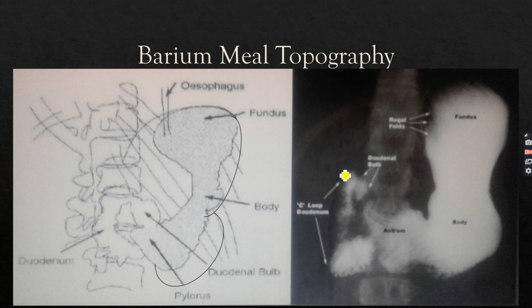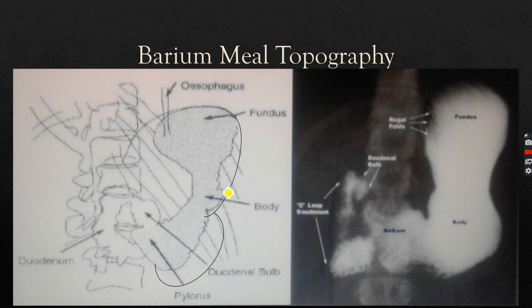Topographically, if we correlate it with this topographic picture, here you can see this barium meal. This is the fundus of the stomach. These are the vertebrae. Just follow my cursor, right? And this is the body of the stomach, followed by the antrum part of the stomach. This is the duodenal bulb, and this is the C loop of the duodenum, and behind it somewhere there is the duodenojejunal junction, just by the side of the vertebral column on the left side.